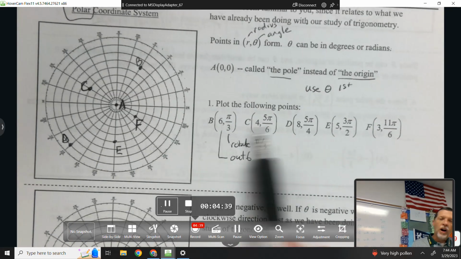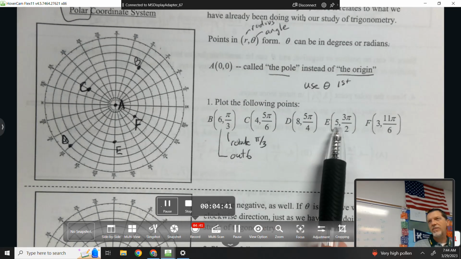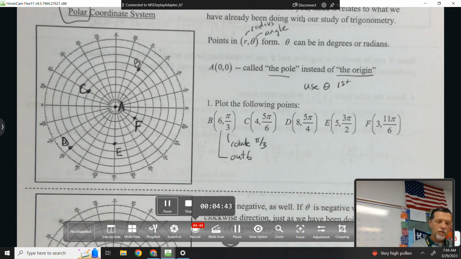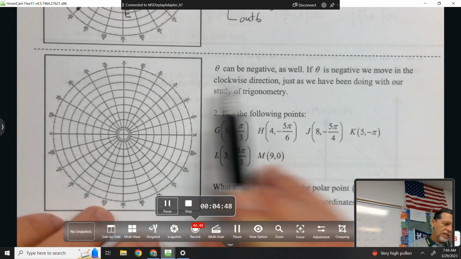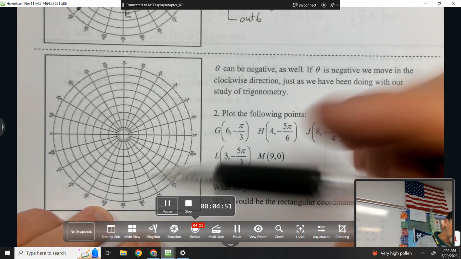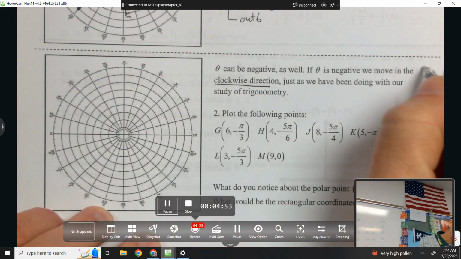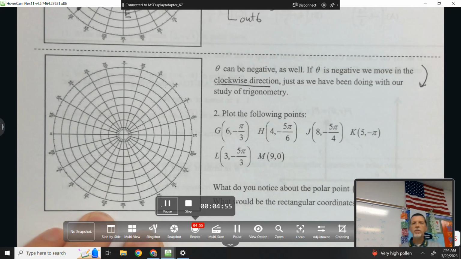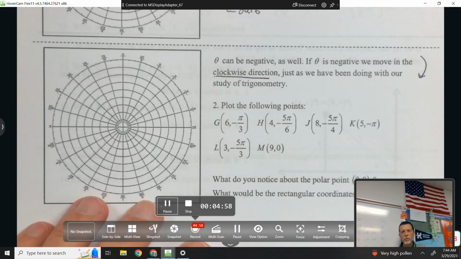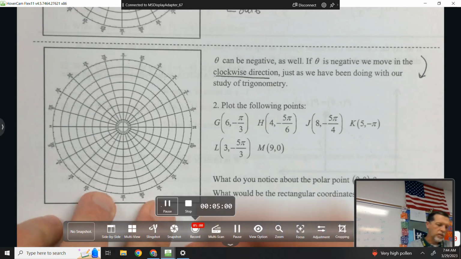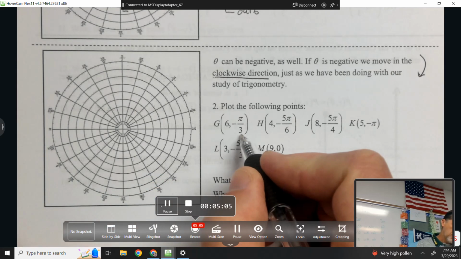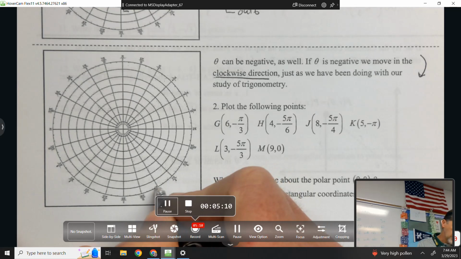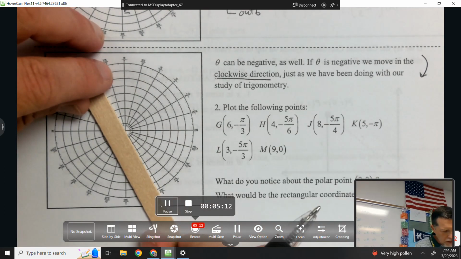Alright, well, all of those had a positive R and a positive angle. So those were kind of the straightforward version. But theta can be negative as well. If theta is negative, we move in the clockwise direction. Right, just like we did previously. If it's a negative angle, we rotate what we think of as sort of backwards at this point. So I'm going to rotate backwards pi over 3. So backwards pi over 3 would put me right there.